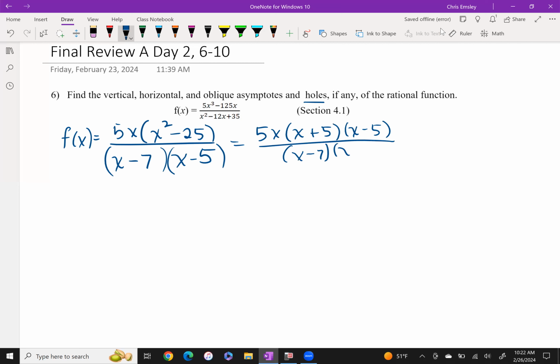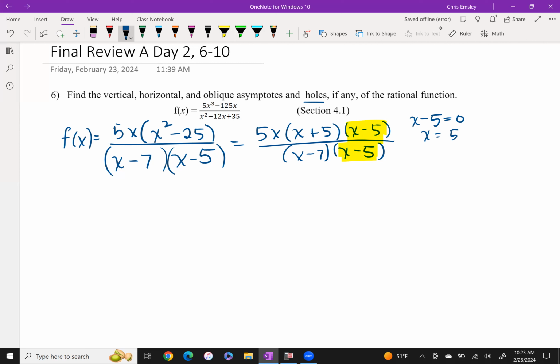And when we have it fully factored, that's when we can see that this function does have a hole. A hole happens at any factor that is common to the top and the bottom of our function. So we set that common factor equal to 0, and that tells us the hole occurs at x equals 5. But a hole is a point, so we need not only an x value, but also a y value.